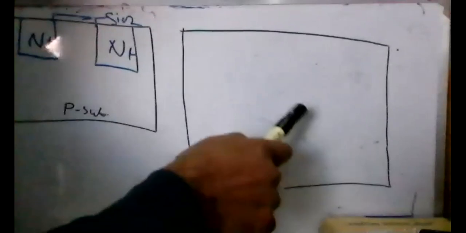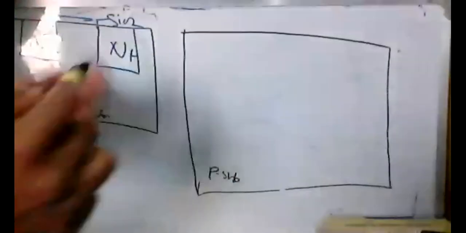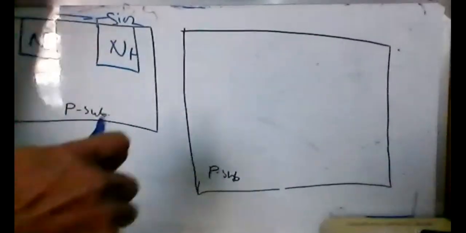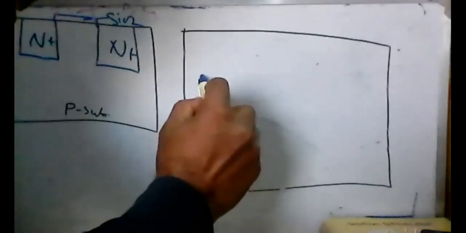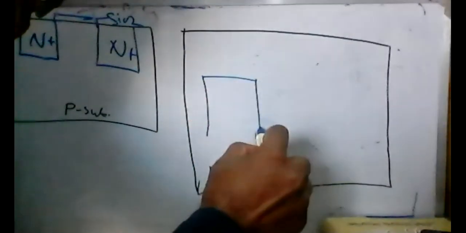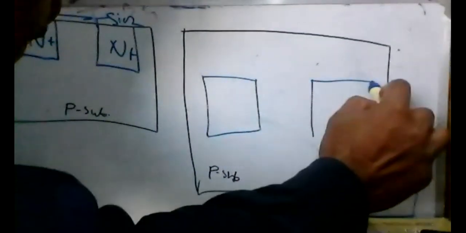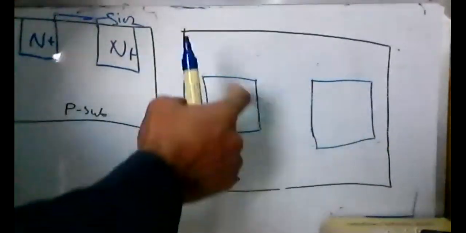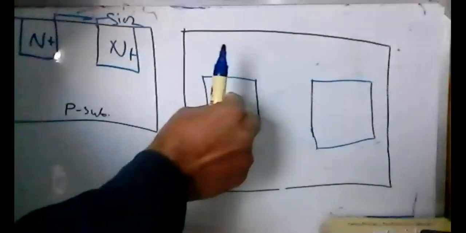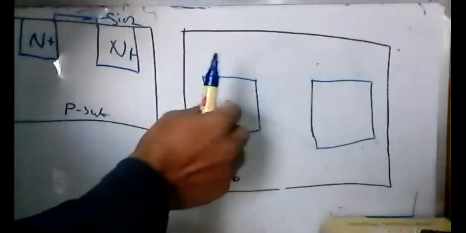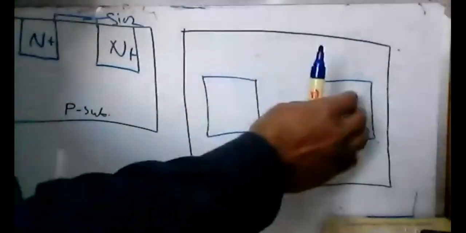The first one is we get a rectangular shape of p substrate, and then inside the p substrate, এর ভিতরে একটা rectangular hole. We make a hole of a square or rectangle, and another hole here. We make two rectangular holes inside the p substrate, and not actually holes, we make a marking like this, and this area is selected, right?